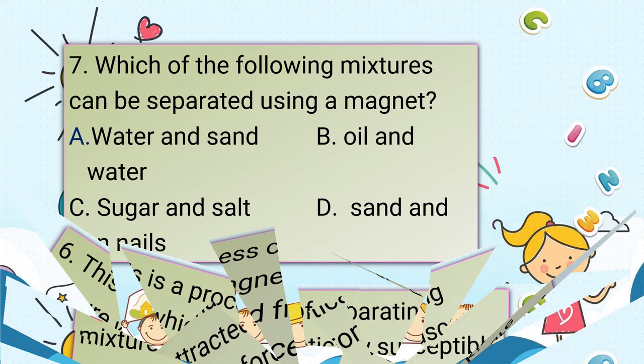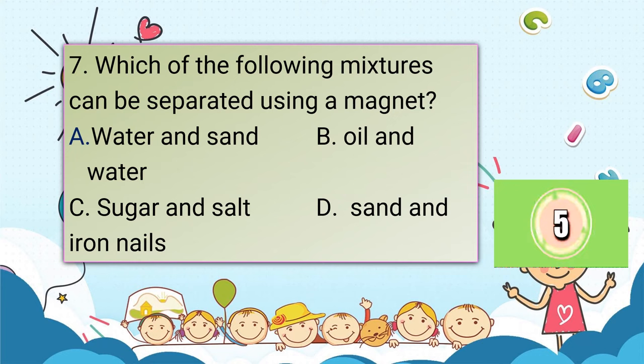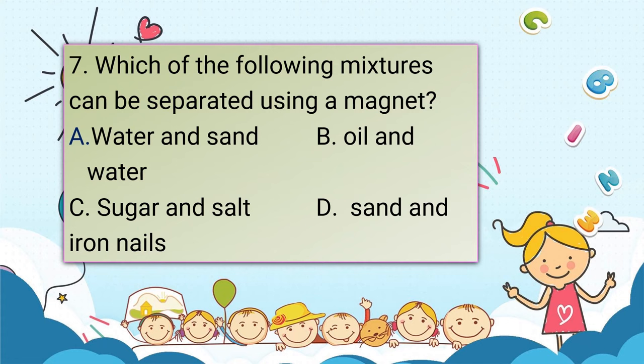Number 7. Which of the following mixtures can be separated using a magnet? Is it A. Water and sand, B. Oil and water, C. Sugar and salt, D. Sand and iron nails? The correct answer for number 7 is letter D. Sand and iron nails.